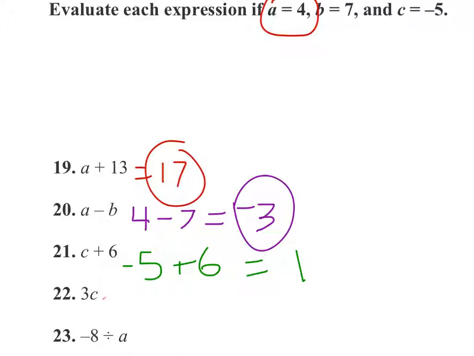So it's 3 times -5. And since there's one negative, it would be a -15. Bam. Excellent work. Good luck. I'm sorry.